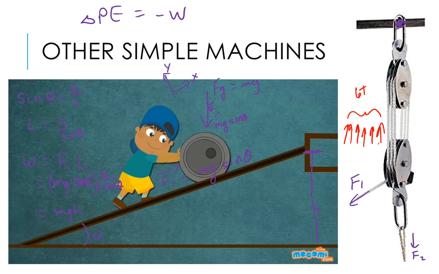So those are 2 examples of other types of simple machines. Another type of simple machine, a screw. A screw is, if you think about it, a rotating inclined plane.